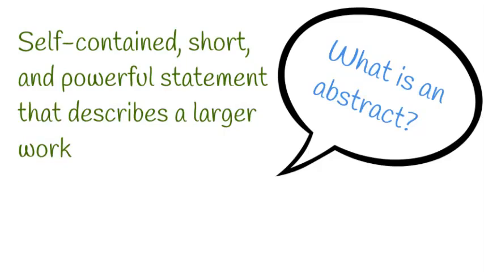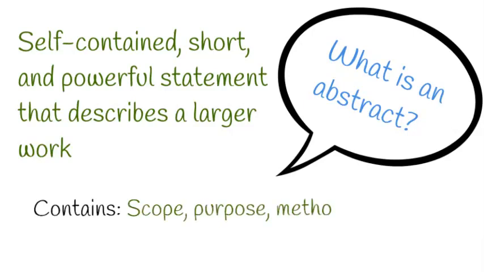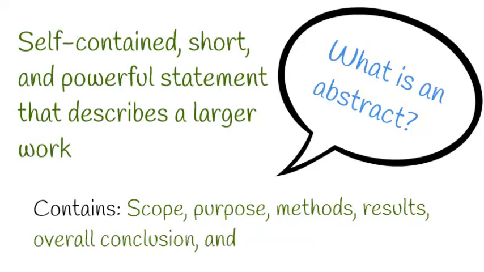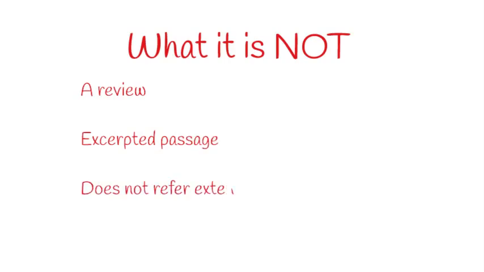Components of an abstract differ according to discipline, but in general, you will include scope, purpose, methods, results, an overall conclusion, and impact of your study. What an abstract is not, is it's not a review of the literature or a passage from a larger manuscript, nor does it refer extensively to other works. Importantly, an abstract is not abstract by definition.